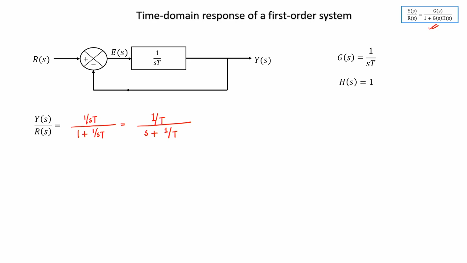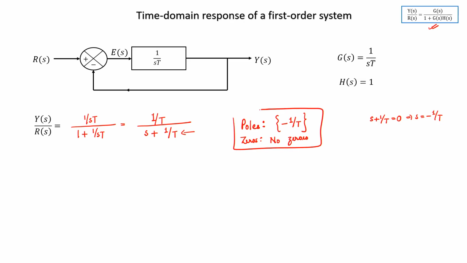So, if this is the overall transfer function of the system, where are the poles of the system? The poles of the system are located at the roots of the denominator. The root of the denominator in this case is at minus 1 by T, because S plus 1 by T equal to 0 gives you S equal to minus 1 by T. And the numerator has no polynomial in S, so there are no zeros of the system.